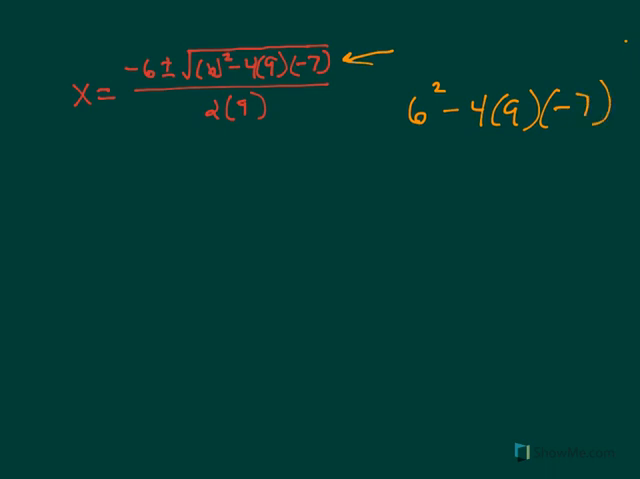And again, depending on what calculator you have, some calculators will follow the order of operations. You can just type it in the way it is there. If you don't have one of those types of calculators, then you want to follow the order of operations. So you want to work this out first. So 4 times 9 times -7 should get you negative 252. So 6 squared is going to be 36, and minus, and then this works out to be negative 252.